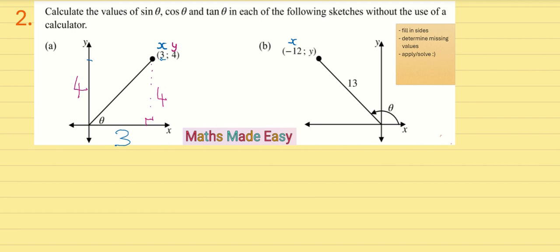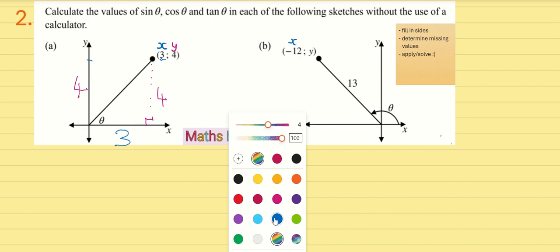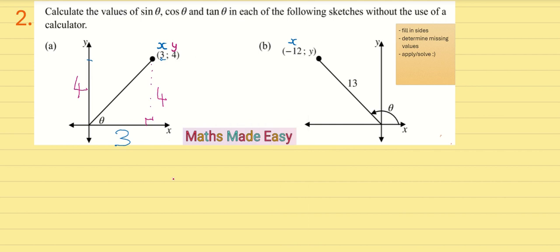Now your next step, and they might not always ask for this, but your next step must be to find the length of your hypotenuse, okay? So we need to know how long is this hypotenuse, because without all the sides being known, we cannot find trig ratios, okay? So in the question they say, find the values of sine, cos, and tan if these are the sketches as given, okay?